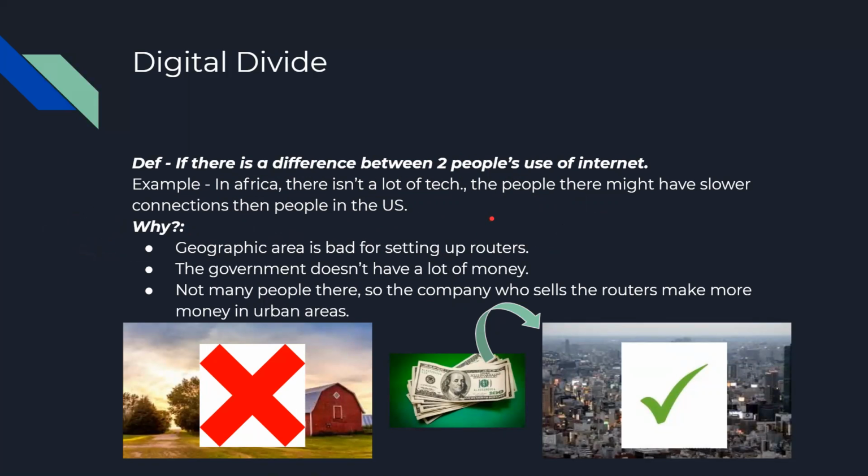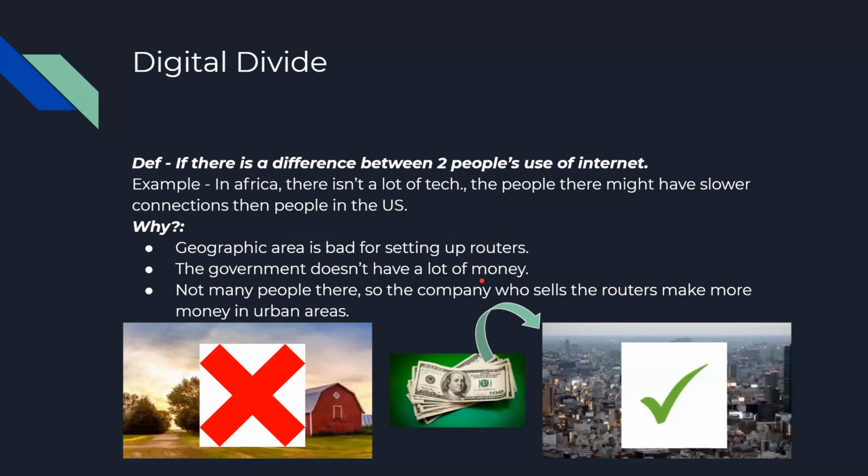So if your village is in a muddy swamp, it's going to be hard trying to set up routers. Secondly, the government doesn't have a lot of money. Some governments are poor, so they don't spend their money on the routers. And number three, there are not many people there.